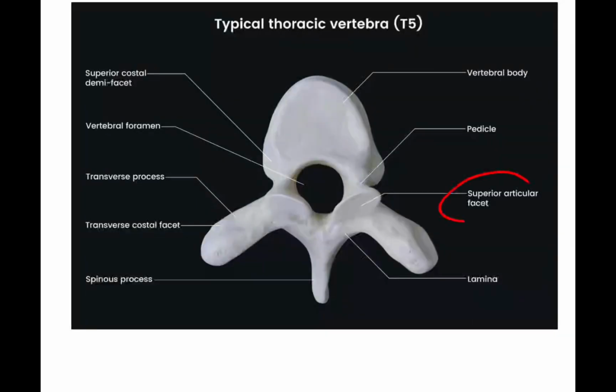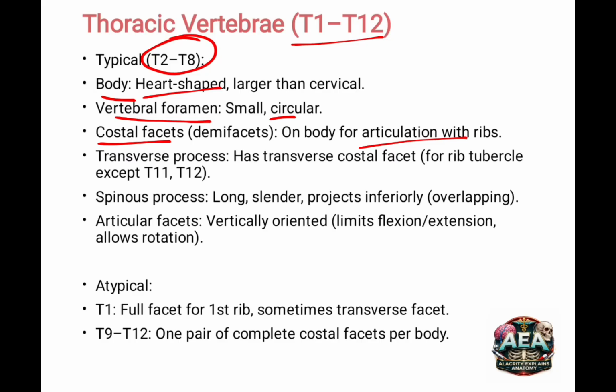We have superior articular facet. This is the thoracic vertebrae. This is the body. So we have the transverse process, which has transverse costal facets. We have the spinous process. We have the articular facets. Spinous process, there's just one posteriorly, which is long and slender. Articular facets, which are 4 vertically oriented. They limit flexion and extension and allow rotation.